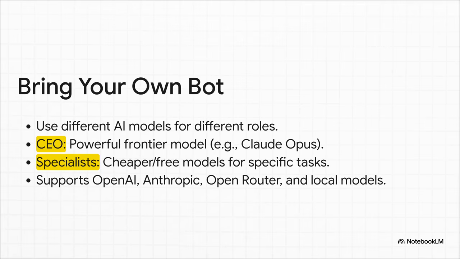A really key part of Paperclip's flexibility is that it's model agnostic. You can bring your own bot. The recommendation is pretty smart. Use a powerful, cutting-edge model like Claude Opus for your CEO. That's the agent that needs to do the complex thinking and planning. But for more specialized, repetitive tasks, you can hire cheaper or even free models to keep those costs way down. It helps you build a diverse and efficient AI team.